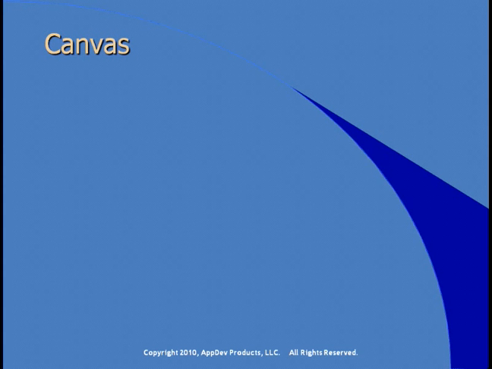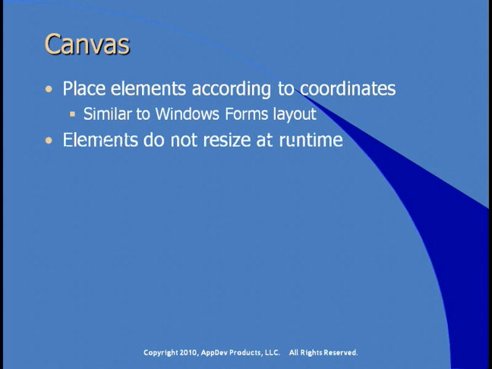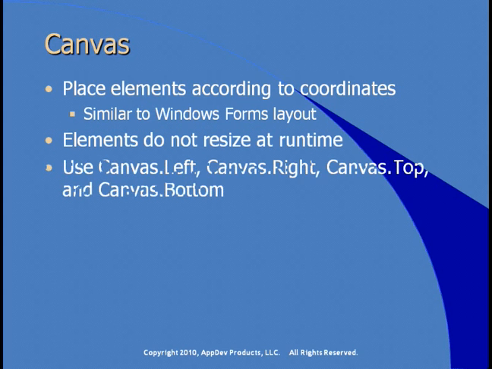The Canvas container differs from the previous containers because it places elements according to coordinates. So in that sense, it works like layout works in Windows Forms. And because elements have fixed coordinates, they don't resize at runtime. To place an element where you want it, you set the canvas.left, canvas.right, canvas.top, canvas.bottom properties.